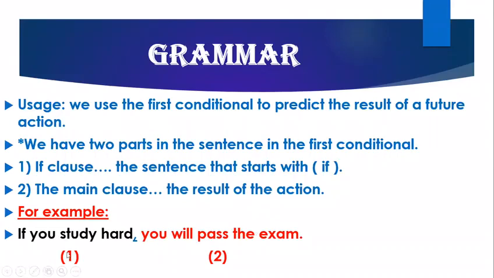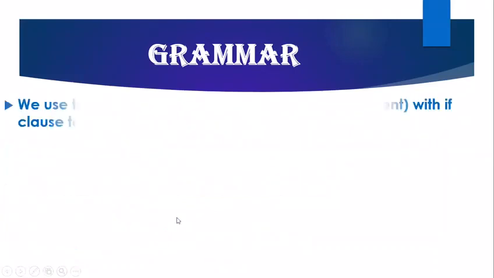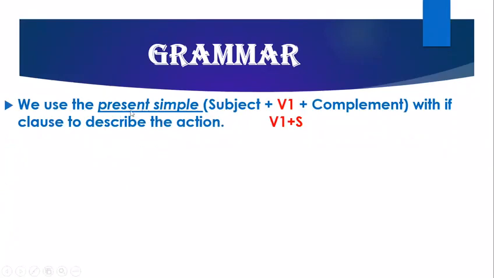So we describe the action here, and here we have the result. We use the present simple with the if clause to describe the action. What is the form of the present simple? We form the present simple as subject plus verb one or verb one plus s. We use verb one with the plural pronouns they, we, you, and I, and we use verb one plus s with singular pronouns he, she, it.